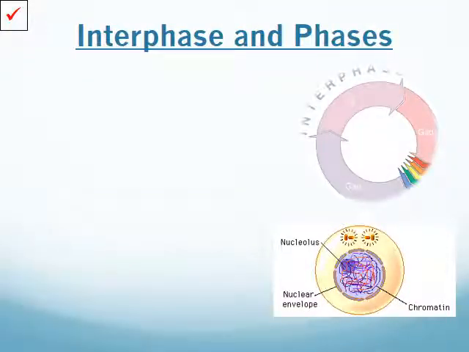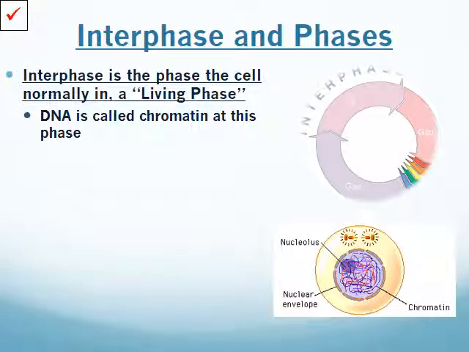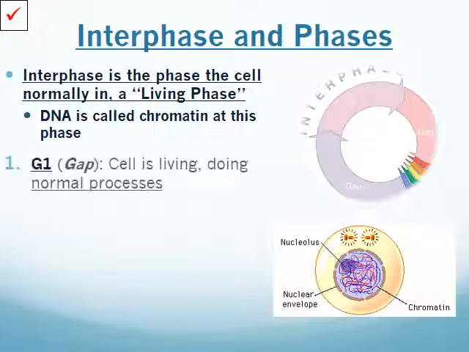So, interphase and the different phases of mitosis. Interphase is the phase where the cell is normally in a living phase. So the cell's just kind of hanging out. In this case, DNA is called chromatin. So the chromatin, as you can see here, is these kind of thin, invisible, stringy substances. Now this is your DNA before it's actually condensed into your chromosomes.